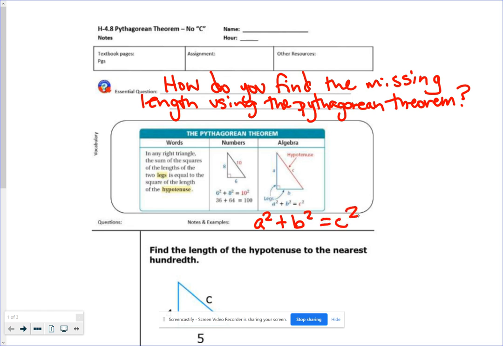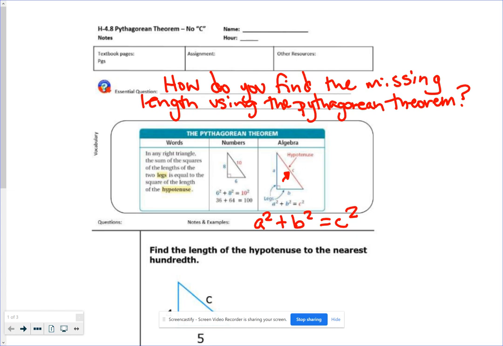Now we have to know what those mean. Like, what is a, what is b, what is c? A and b are what they call the legs, okay? The legs are the things that attach to the right triangle. They make the right triangle happen. And then C is always the thing across from the right triangle, the line across from it. It's always the longest side. We call that the hypotenuse.